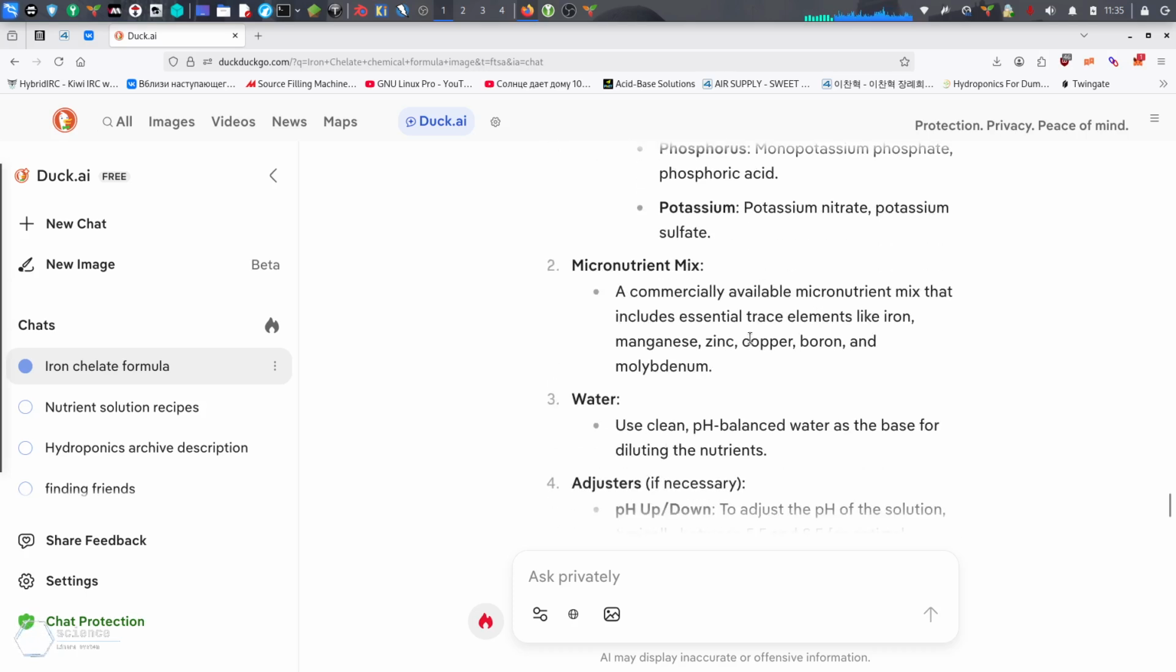micronutrients mix. I don't know, a commercially available micronutrient mix that includes essential trace elements like iron, magnesium, zinc, copper, boron, and molybdenum. Okay, this is the mix.